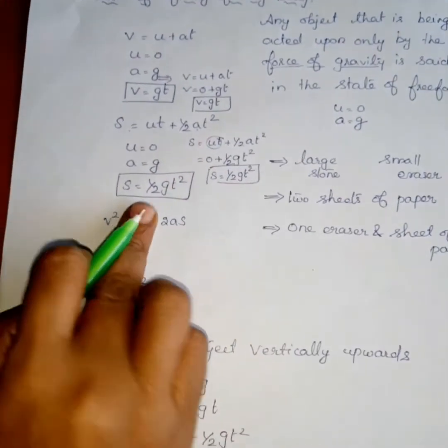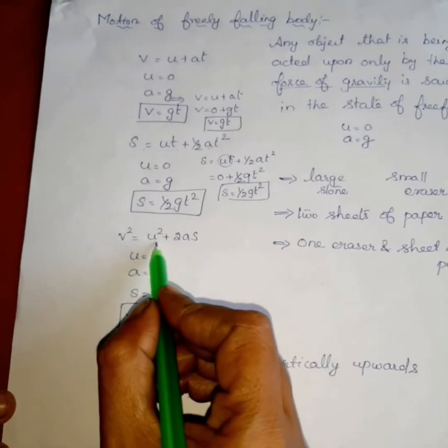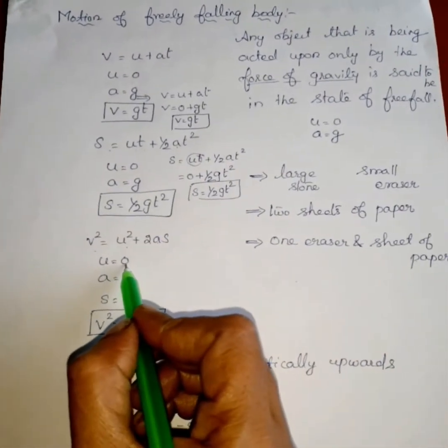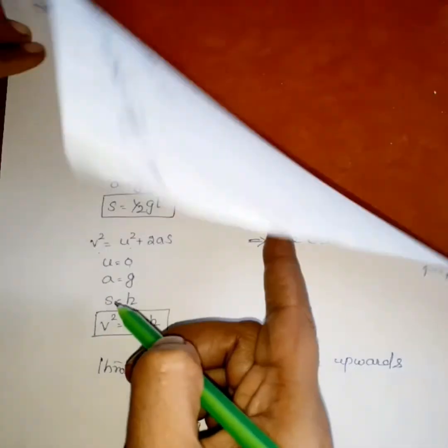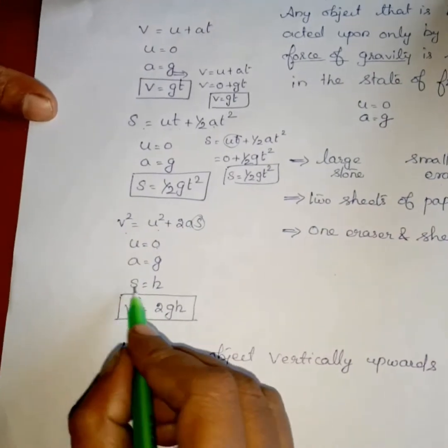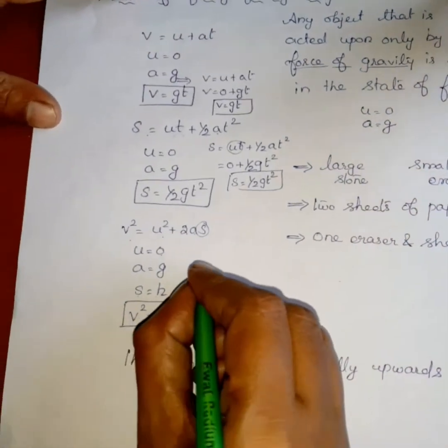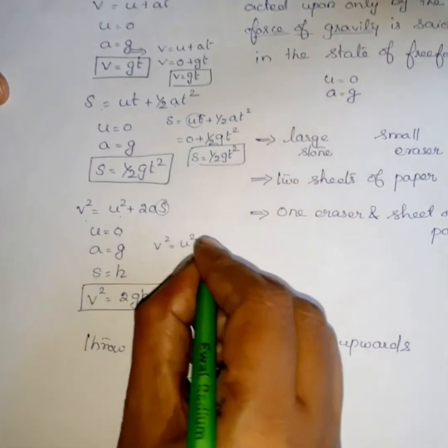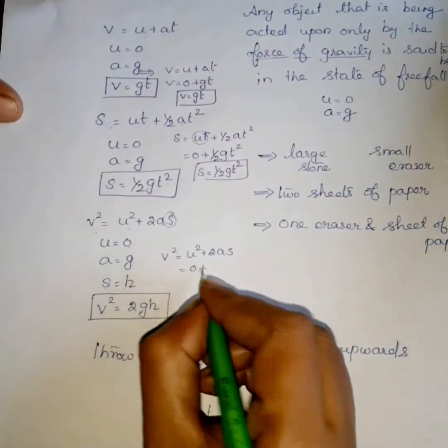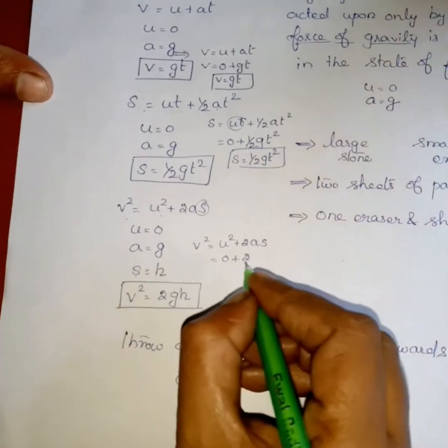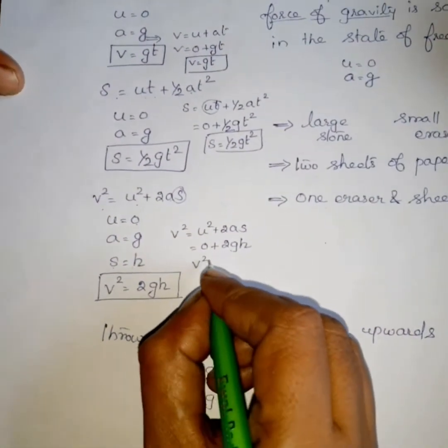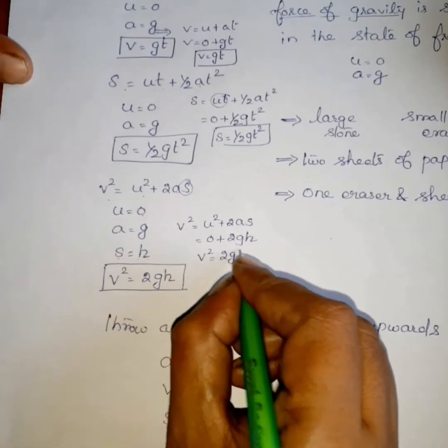Okay. Next one. V square is equal to U square plus 2AS. Here also the initial velocity U equal to 0. A is equal to G. So S is equal to what? Distance, height. S is equal to height. So V square is equal to U square plus 2 into AS. U value is 0 plus 2 into A, the value is G, S value is height. Okay, so V square is equal to 2 into G height.